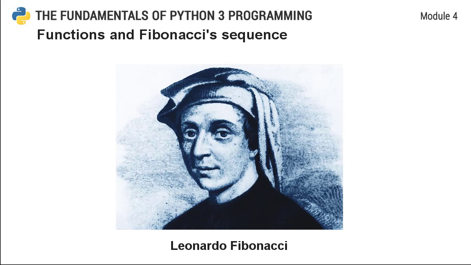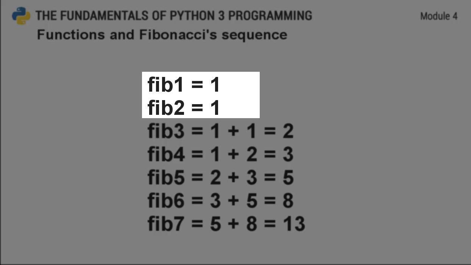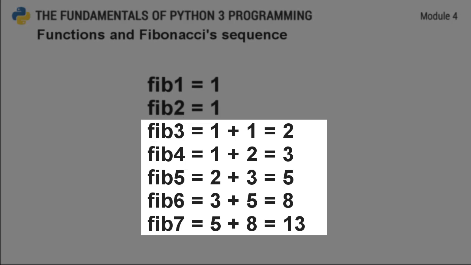Okay, who's this man? He is Leonardo Fibonacci, an Italian mathematician, famous for his sequence of integer numbers. The sequence is one of the most famous formulas in mathematics. Have a look. Each number in the sequence is the sum of the two numbers that preceded it. The first element of the sequence is equal to 1. The second is also equal to 1. Every subsequent number is the sum of the two preceding numbers.